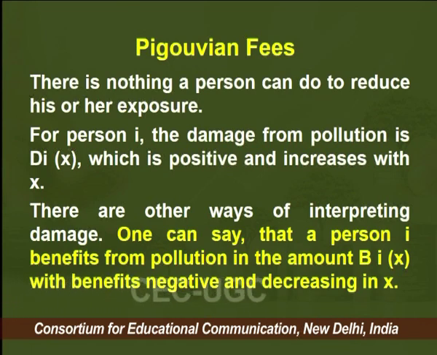For an individual person i, the damage from the pollution is denoted D_i(X). This is the symbolic representation of the individual damage they face from the emission X of the factory.